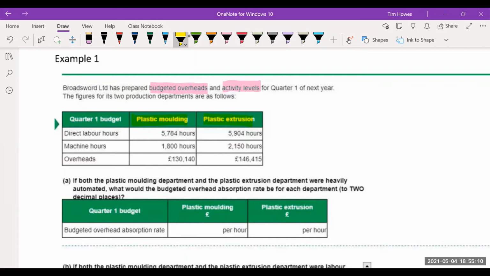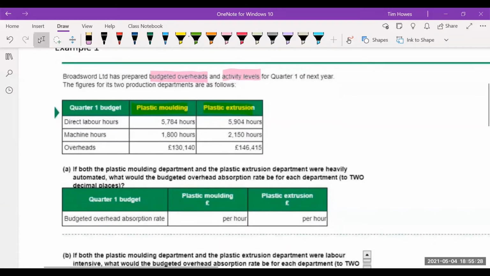Now, when you have a look at it, there's a lot more labor time than machine time. So, in theory, you could argue that this molding and this extrusion seem to be particularly labor intensive processes. Great. The budgeted overheads that get into plastic molding and extrusion are those figures there.